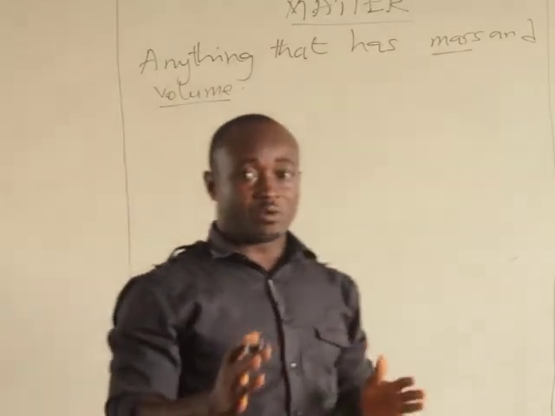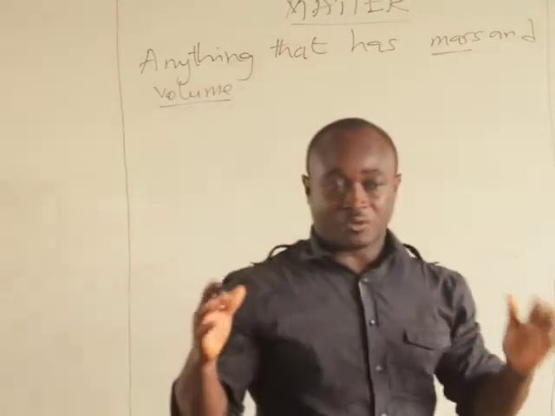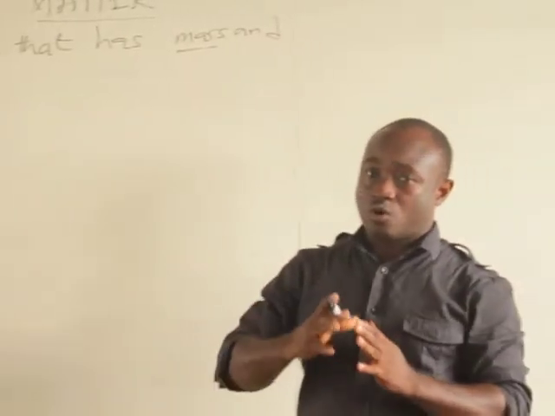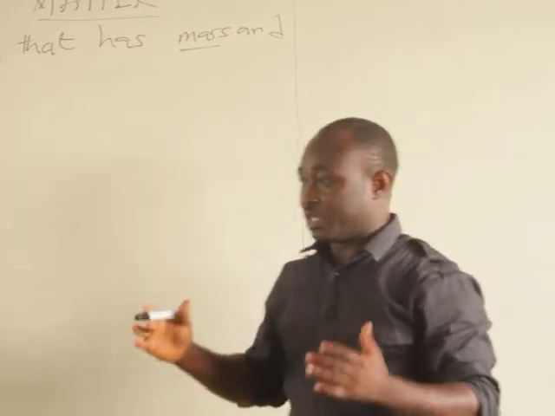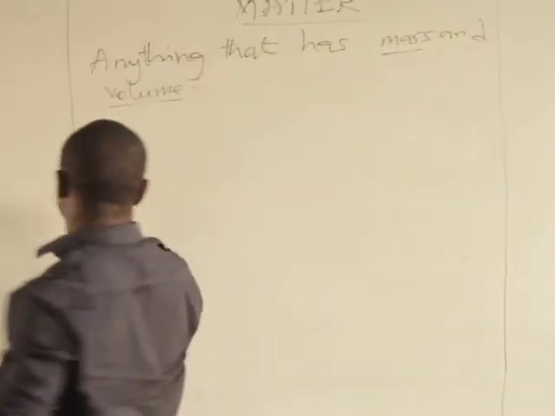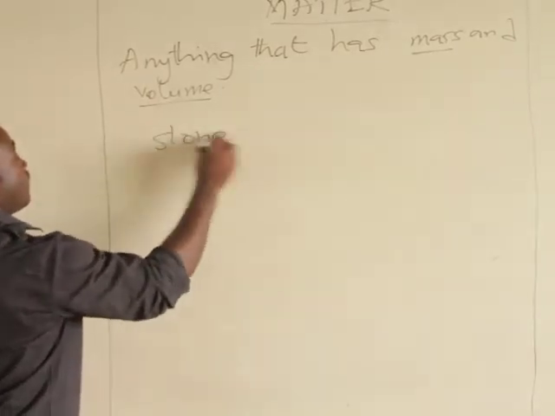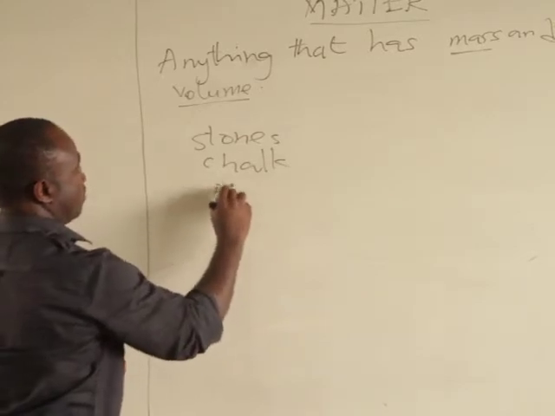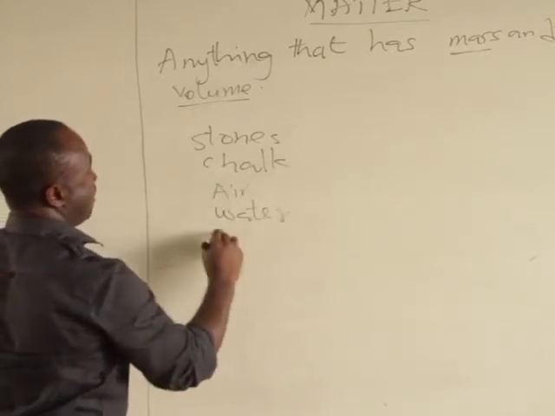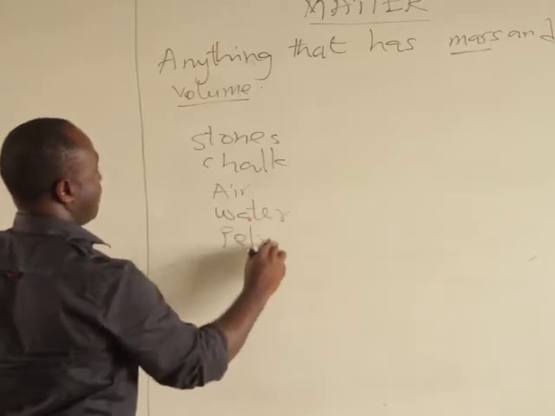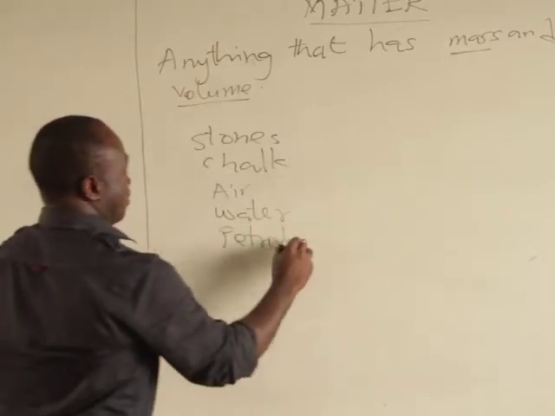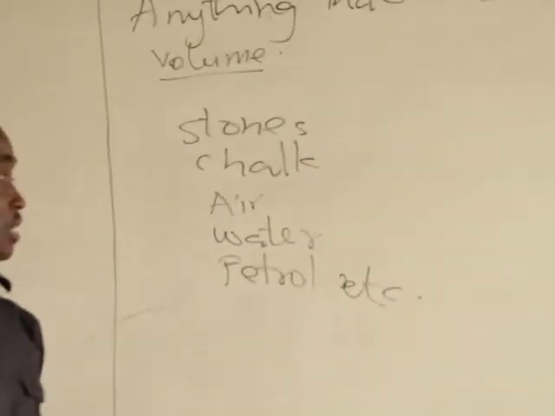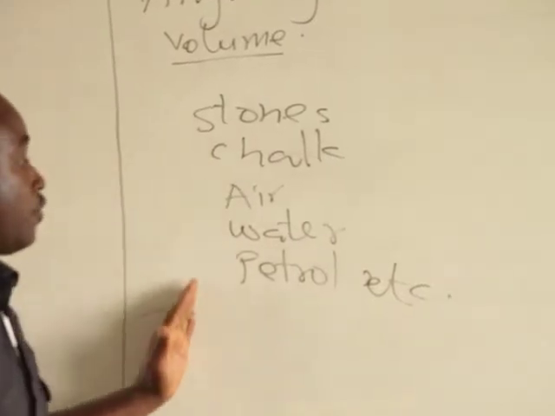Now let's look at some of the examples. Give us some of the things that can take up space and also have weight. What are some of the examples? So among them, you can give us these. So these are some of the examples of matter.